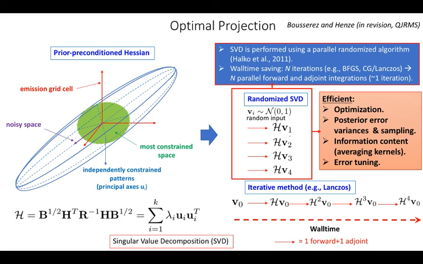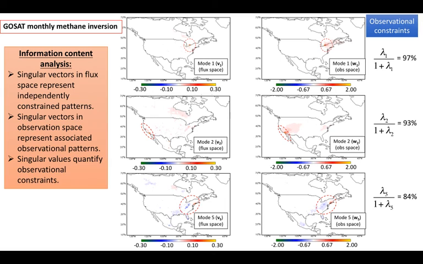So it has many applications for optimization, posterior error variances estimation, and error tuning. I'm going to present that quickly, one by one. I will start with the information content analysis. Once you get this singular vector decomposition that you efficiently computed, each of those eigenvectors represents the mode, or the spatio-temporal pattern, if you wish, of your emissions that are most constrained and independently constrained by the observation.